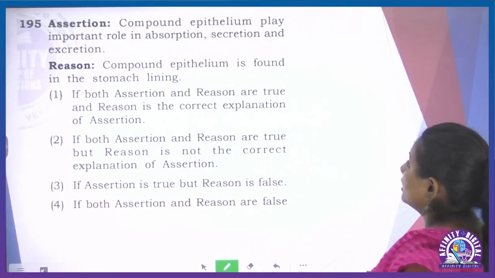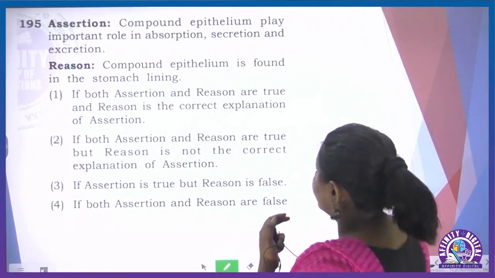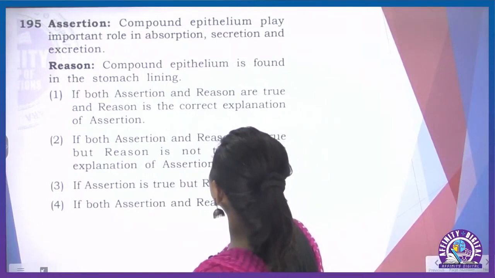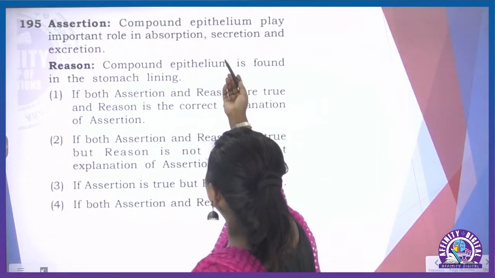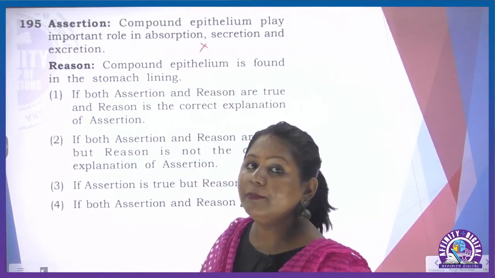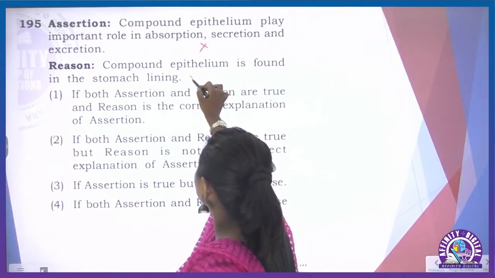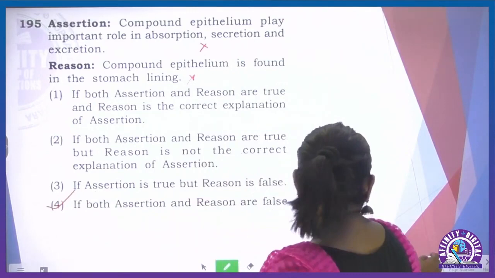That was 194, right? Yes. Now it will be 195. The compound epithelium plays an important role in absorption, secretion and excretion. Reason, compound epithelium is found in the stomach lining. This is not correct, because compound epithelium does not play a role in absorption and secretion. If the assertion itself is not correct, then the reason is not correct either. Both assertion and reason are false. 195 is false.